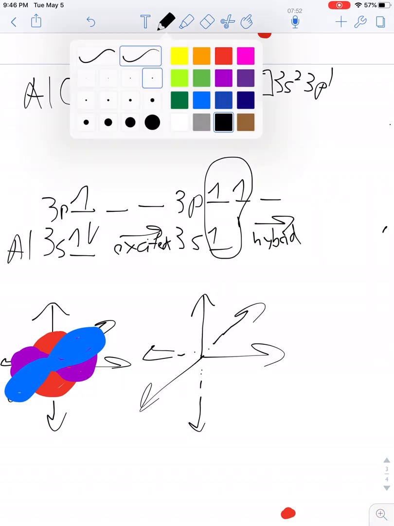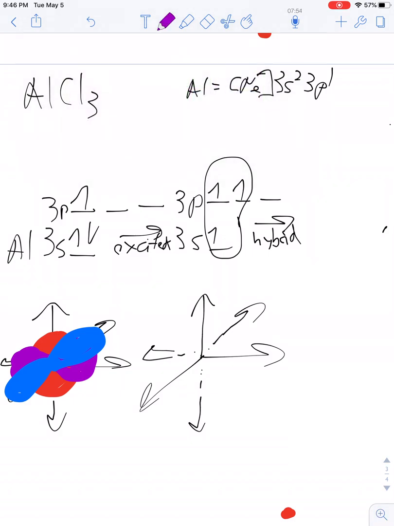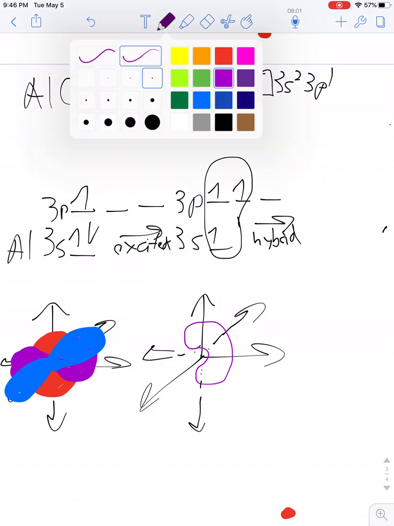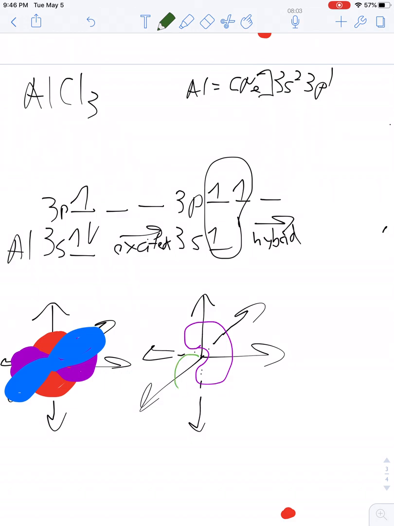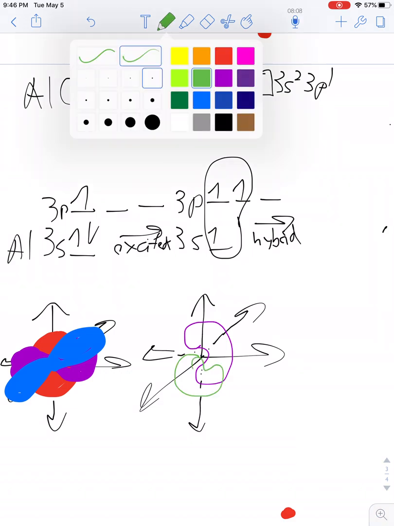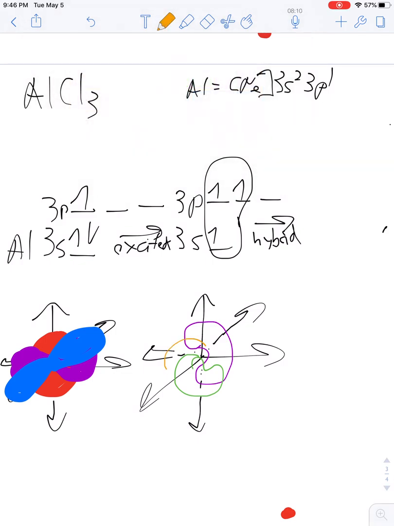is now 3 kidney beans, and these 3 kidney beans are at 120 degrees from each other. And yes, it gets difficult drawing these. And I will link you to some videos that actually do a better job of drawing it.